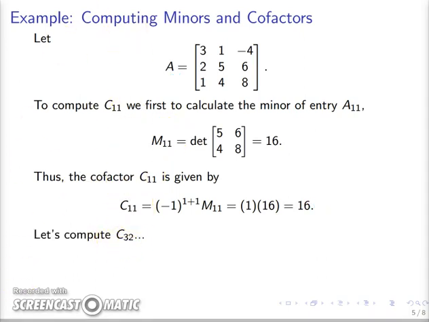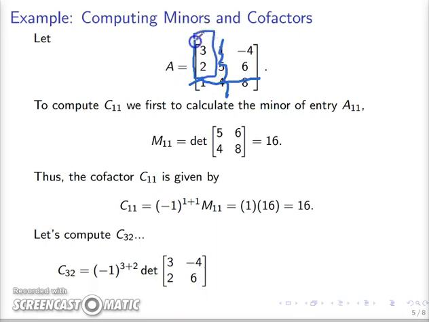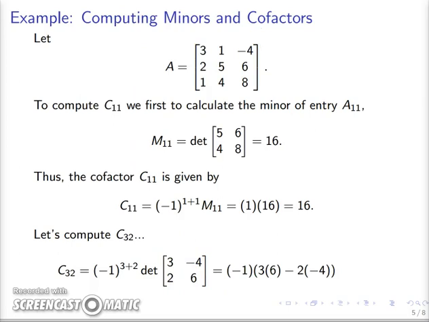Similarly, the cofactor for entry 3, 2 is obtained by multiplying -1 to the power 3 plus 2, -1 to the 5, times the determinant of the matrix that results by eliminating, say, row 3, column 2. So now you're considering a submatrix, 2 rows and 2 columns. The first column of that matrix is 3, 2, and the second column contains -4, 6. And this calculation leads to the number -26.